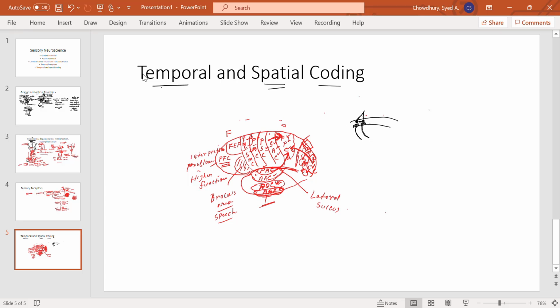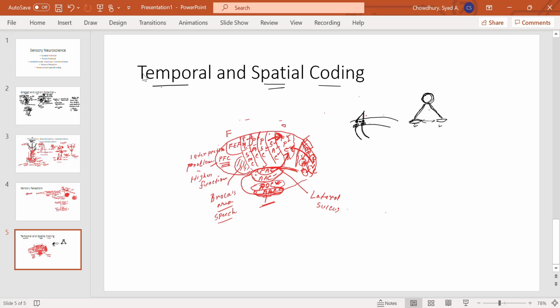Another is like you have 2 eyes, right? And when you look at something, your 2 eyes receive the image slightly differently. That is called the binocular disparity, right? Because your eyes are away from each other, slightly apart. So the picture that falls on your right and left eyes are slightly different, and your brain receives that signal, and by interpreting that signal, your brain can tell the distance of that object. So that is another very good example of the spatial coding.